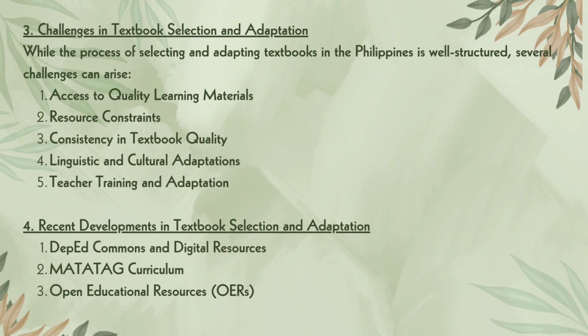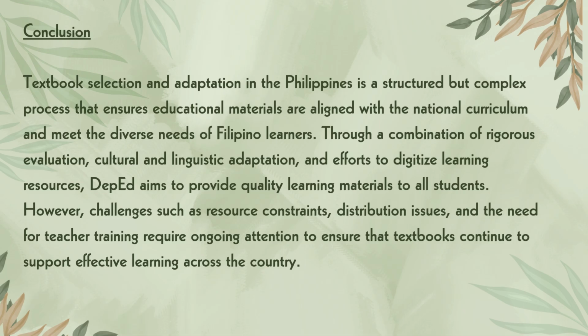Here are also the recent developments in textbook selection and adaptation: DepEd Commons and digital resources, Matatag curriculum, open educational resources. And in conclusion, textbook selection and adaptation in the Philippines is a structured but complex process that ensures educational materials are aligned with the national curriculum and meet the diverse needs of Filipino learners through a combination of rigorous evaluation, cultural and linguistic adaptation, and efforts to digitize learning resources. DepEd aims to provide quality learning materials to all students. However, challenges such as resource constraints, distribution issues, and the need for teacher training require ongoing attention to ensure that textbooks continue to support effective learning across the country.